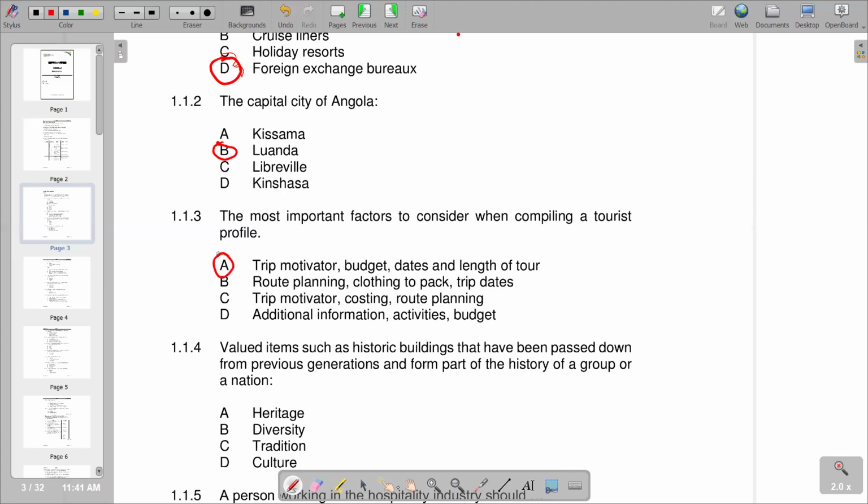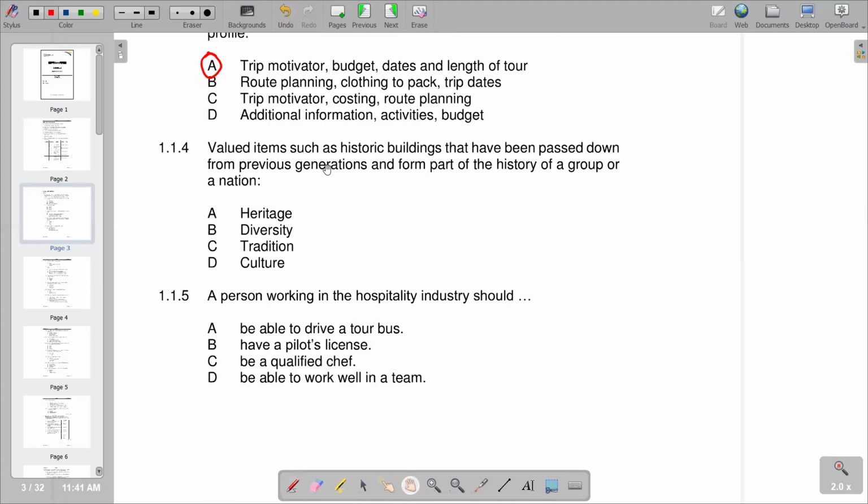Then we go to our question four. Question four is valued items such as historic buildings that have been passed down from previous generations and form part of the history of a group or a nation. According to the response given, we are given heritage, diversity, tradition, culture. But the correct response that we have is heritage. So we have heritage as the correct response. So moving on to the next part of our question, which is going to be five. A person working in the hospitality industry should, we are given different responses, but the correct response that we have is D, be able to work well in a team.